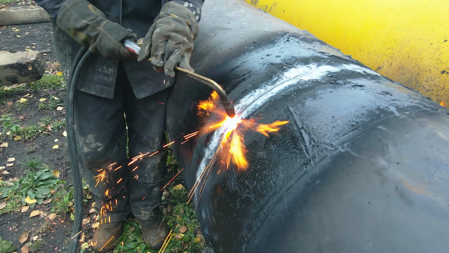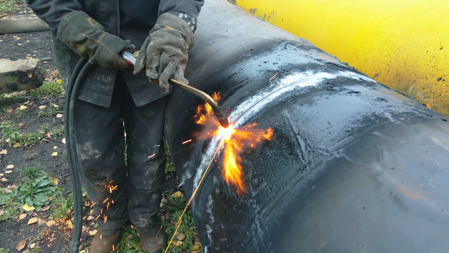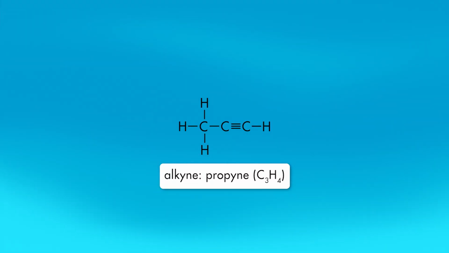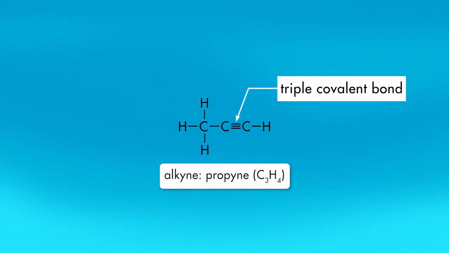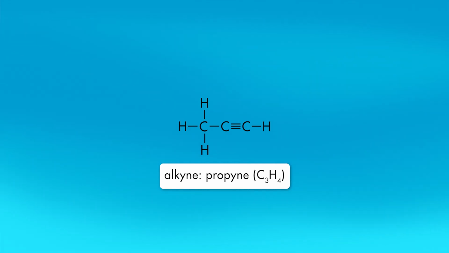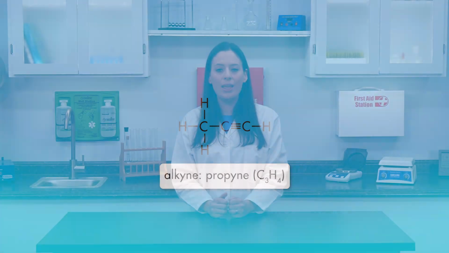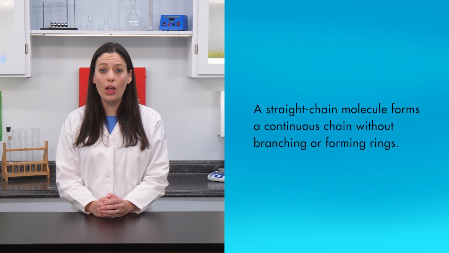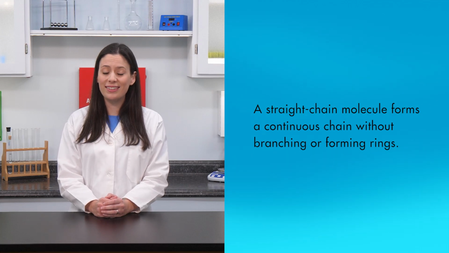Propyne is a colorless alkyne gas that is sometimes used for cutting and welding metal. A molecule of propyne has 3 carbon atoms and 4 hydrogen atoms, with a triple covalent bond between 2 of its carbon atoms. All other bonds are single covalent bonds. The hydrocarbons we have looked at so far have all been in the form of straight chain molecules. The carbon atoms in a straight chain molecule are arranged in a continuous chain without branching or forming rings.